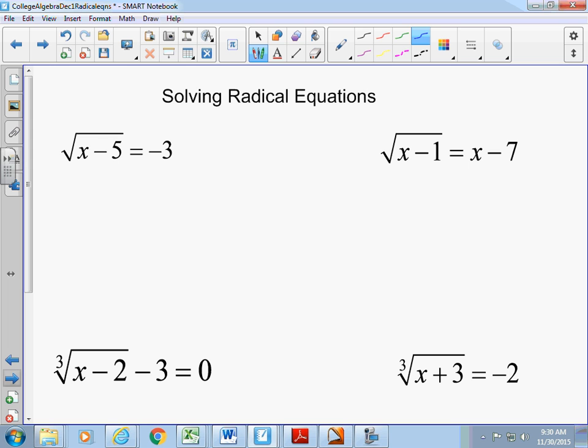You can also do these graphically, which we will talk about. And you'd be wanting to know when it equals 0, I guess. You can do it.